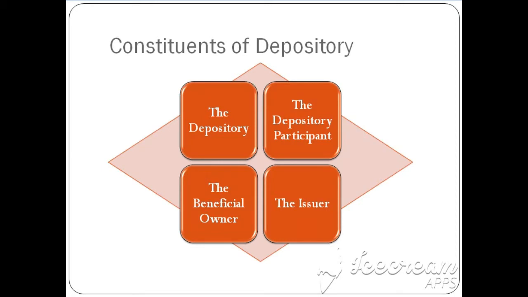Next one is the beneficial owner. The beneficial owner is the person whose name is recorded with the depository and is the owner of securities that are held with the depository. For example, an investor is the beneficial owner because he has the ownership, risk and reward of the security. And the next one is the issuer. Issuer is the one who issues the securities in the market. That means a corporate or a company that is issuing equity or debt securities in the market.